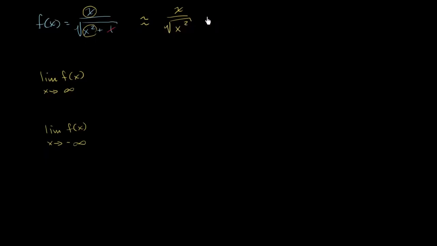And this right over here, x over the square root of x squared, or x over the principal root of x squared, is going to be equal to x over, if I square something and then take the principal root, remember the principal root is the positive square root of something, then I'm essentially taking the absolute value of x. It's going to be equal to x over the absolute value of x for x approaching infinity or for x approaching negative infinity.